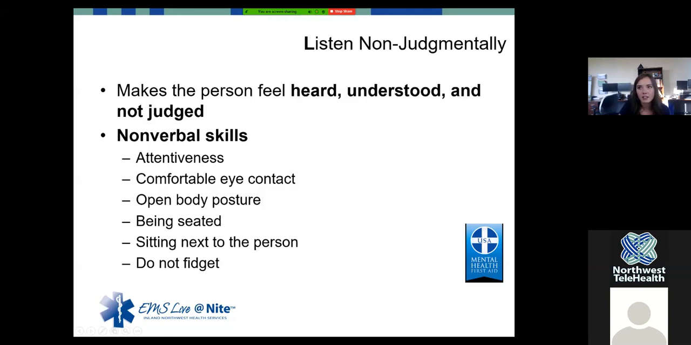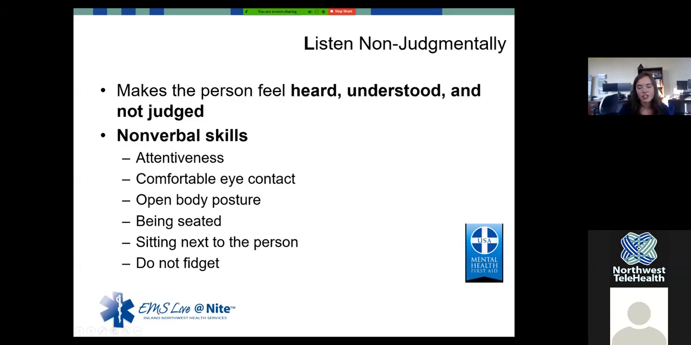Having comfortable eye contact, so obviously if they don't want to have eye contact with you, you're not going to force them into having eye contact. If they're looking down at the ground, you're not going to crouch down and get underneath because you think eye contact is what makes good communication. Just have that comfortable eye contact, whatever they are comfortable with.